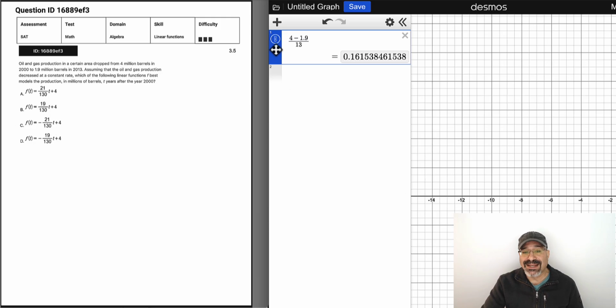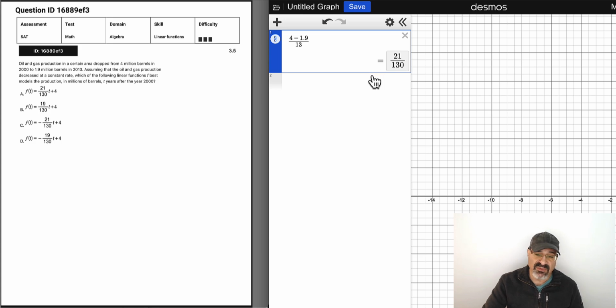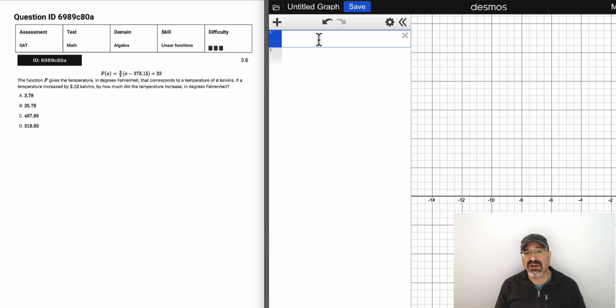But there is this handy dandy button here in Desmos, this button right here. And if you press it, boom, it will give you the answer as a fraction. So now, without any further effort, we know that the correct answer must be C. All right, so let's take a look at another question.